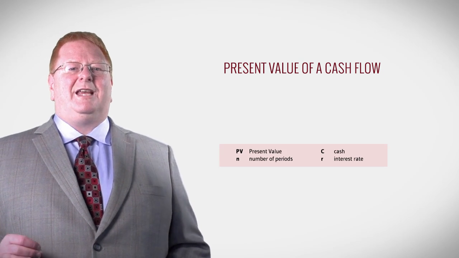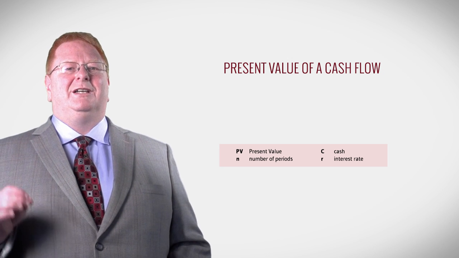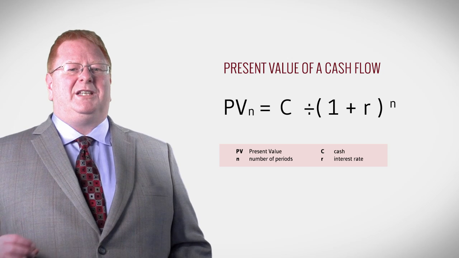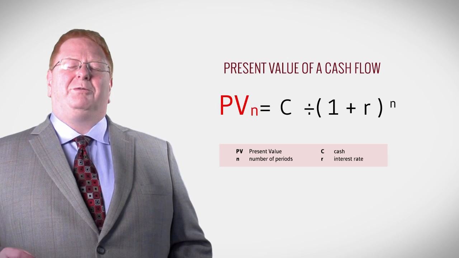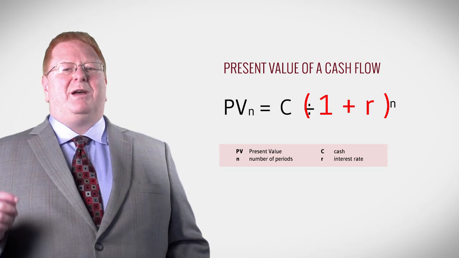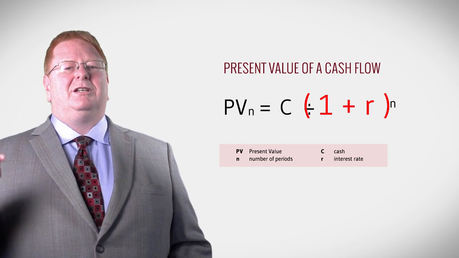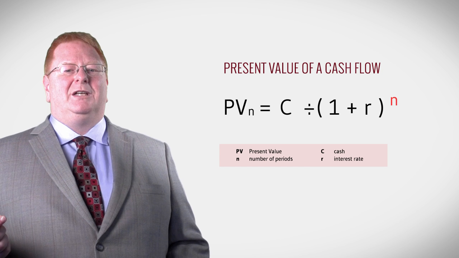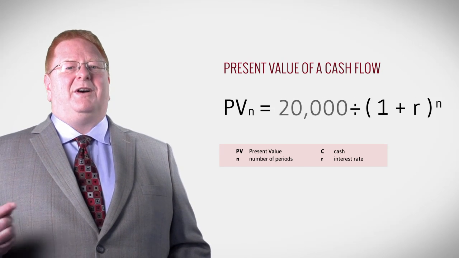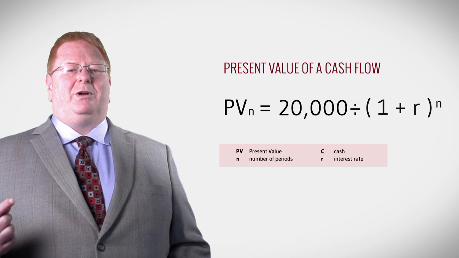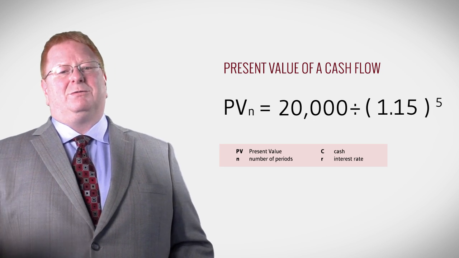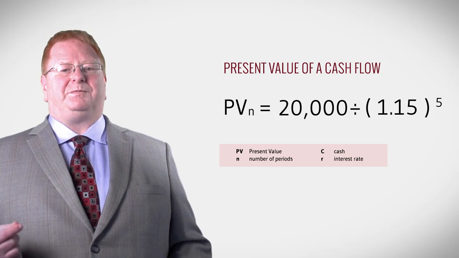In this case, let's say we're going to receive $20,000 in 5 years, and our expected rate of interest is 15%. Well, the formula for present value is we take the cash flow and we divide it by 1 plus the interest rate to the number of years as a power. So in this case, we take the cash flow of $20,000 divided by 1 plus 0.15, or 1.15, for the interest rate to the fifth power, because we're receiving that cash flow in 5 years.